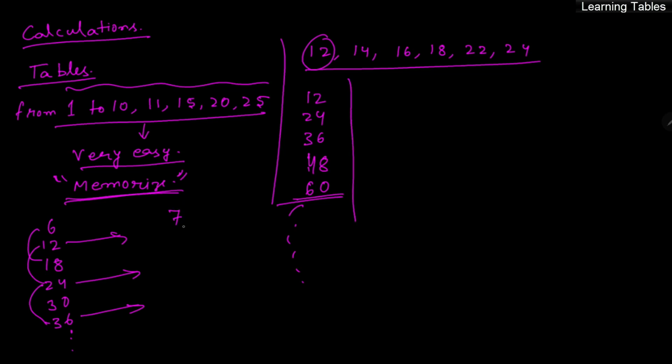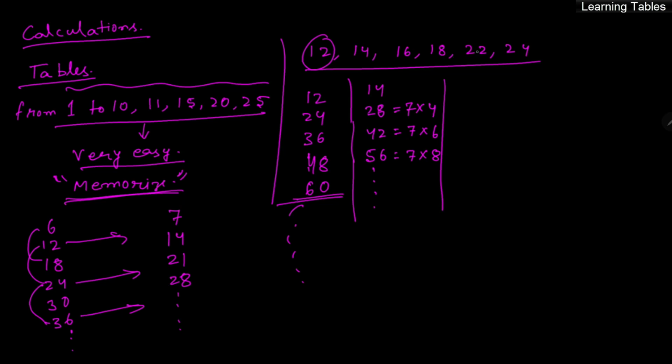If you have done the table of 7, 7 2s are 14, 7 3s are 21, 7 4s are 28 and so on, you already know some of the numbers of the table of 14, like 14 2s are 28, which is 7 4s. Try to see the relation. 14 3s are 42, and 42 is actually 7 into 6. 14 4s are 56, that is actually 7 into 8. So this is how you can reduce a little bit of work.